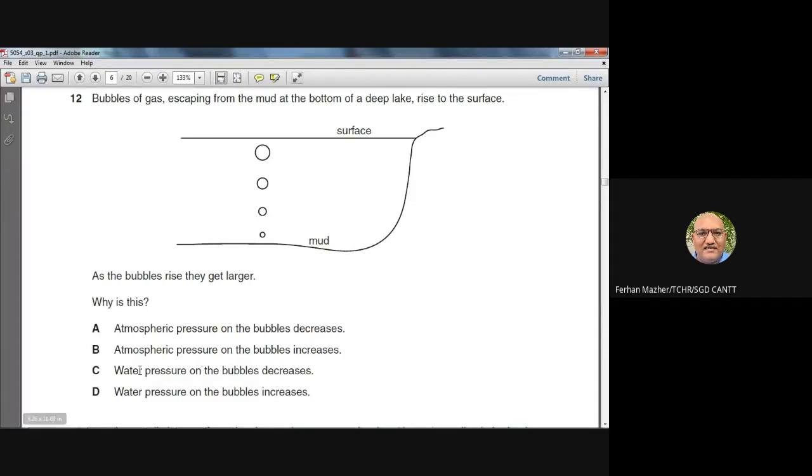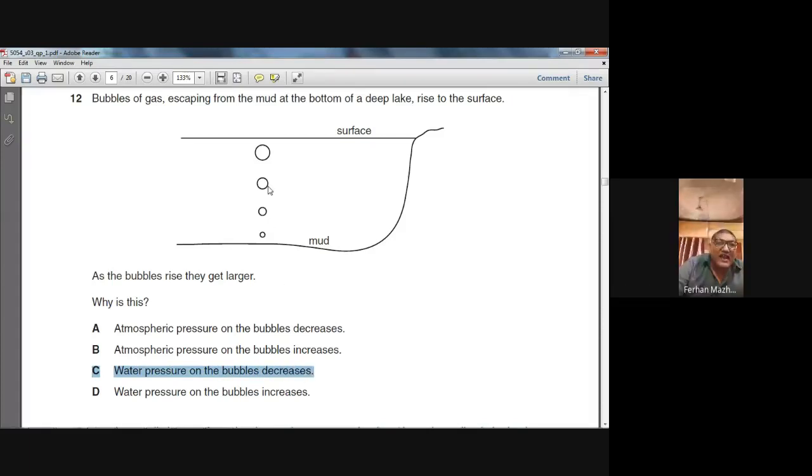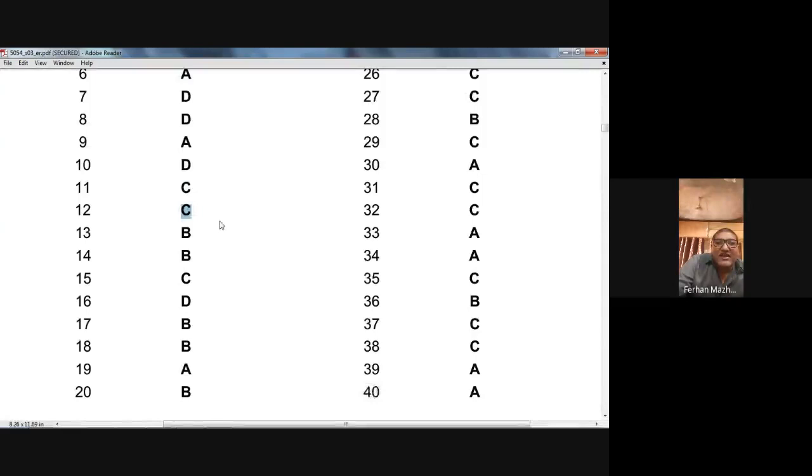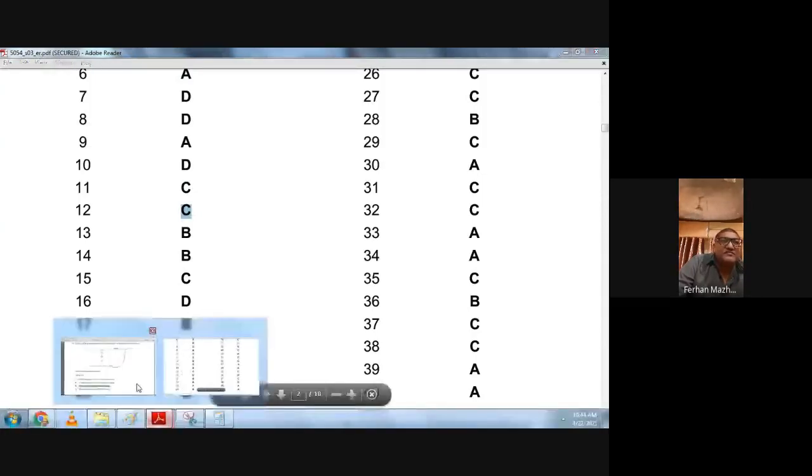Water pressure on the bubble decreases because as you are moving upward, the depth of the water above the bubble is decreasing. So the pressure of the water is decreasing. Atmospheric pressure is constant. It means the pressure which is acting from outside on the bubble is decreasing. That's why the volume of the bubble will be increasing. So C is the answer. Question number 12, C is the right answer.